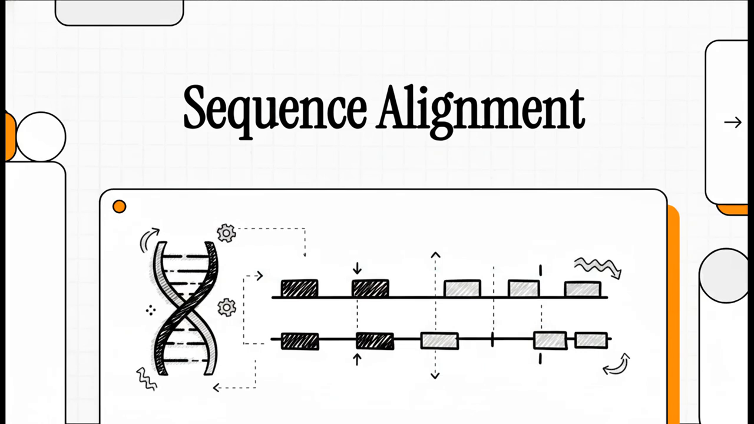Welcome to this explainer. We're diving straight into the computational magic behind bioinformatics today. Have you ever stopped to wonder how scientists actually read, interpret, and compare the fundamental blueprints of life? Well, that's exactly what we're getting into. We're unpacking sequence alignment, which is honestly the core technique making modern genomics even possible.